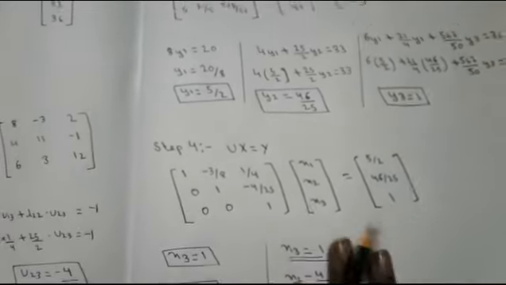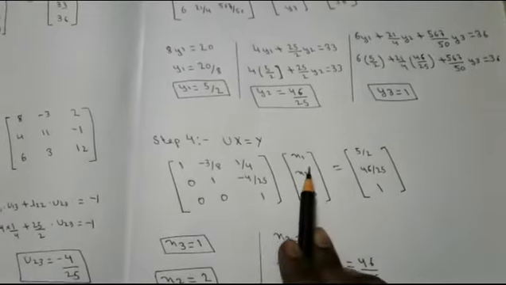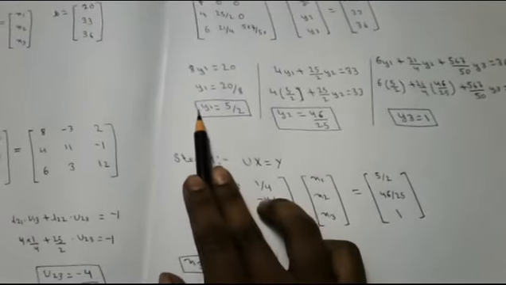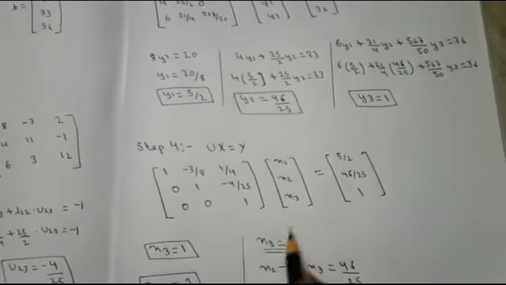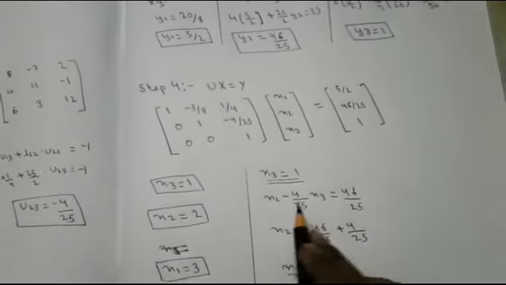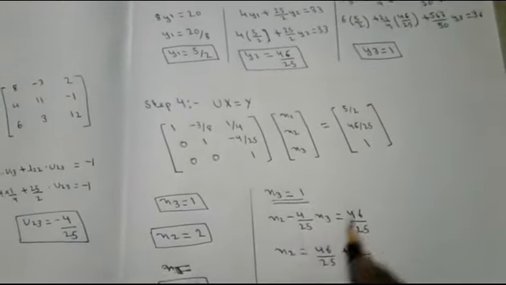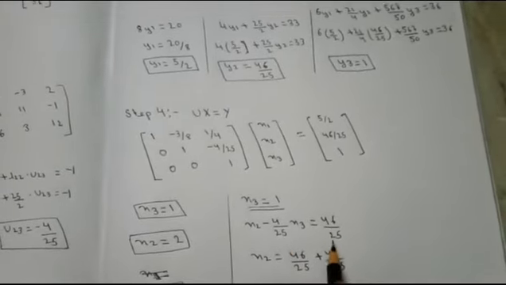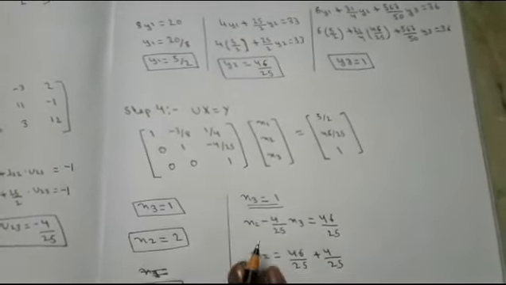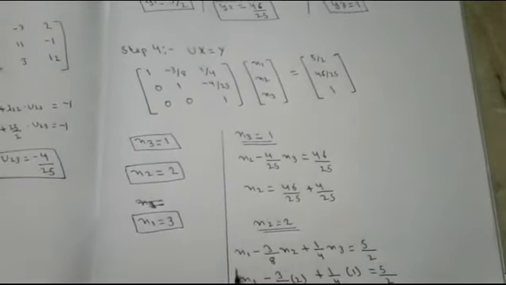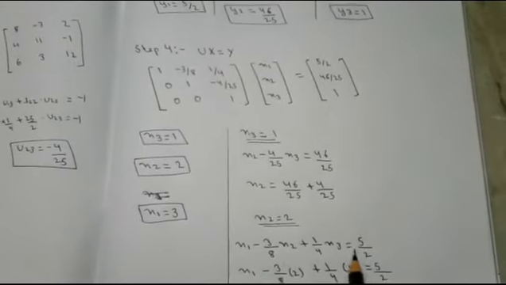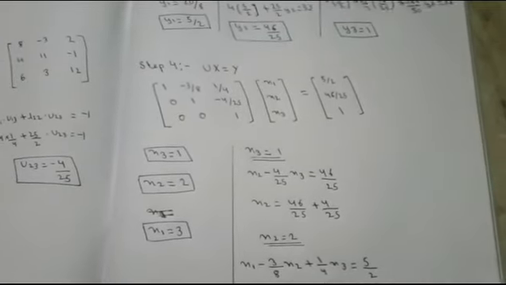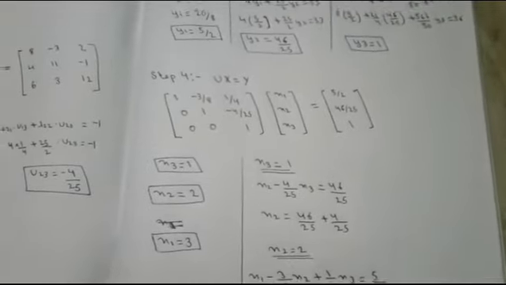Similarly we can find the values of x3, x2 and x1, as we found the values of y1, y2, y3. So x3 equals 1, and x2 - 4/25 x3 = 46/25. Just solve this and you will get x2 = 2. Similarly for x1, the equation will be x1 - 3/8 x2 + 1/4 x3 = 5/2. Just put the values of x2 and x3 here. You will get the value of x1, that is 3.